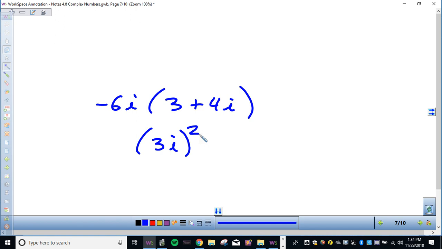Do you get it? What's 3 times 3? We'll do it right now. What's 3 times 3? 9. What's i times i? I squared. I times i is i squared. And then i squared equals negative 1. Okay, so this means 9 times negative 1, which is just negative 9. Okay, so anytime you end up with the i squared, just switch the sign in front. Okay, Peter? All right, that's good.